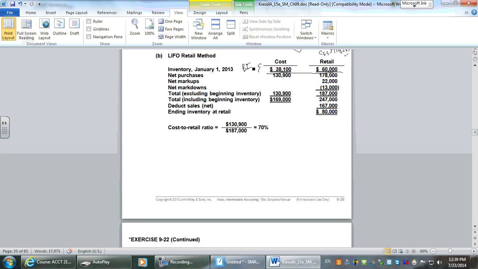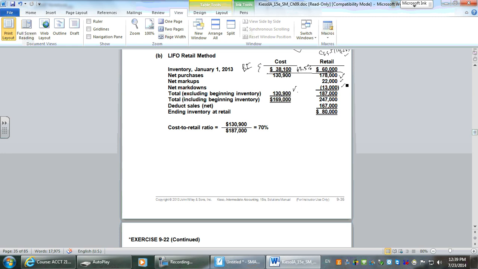What's my percentage on the beginning? What's 38.1 divided by 60? 63.5% maybe. Okay, and then I'm going to do one on my purchases, right? So here's my net purchases, okay? And here's my at cost. Here's my net purchases at sales price, but I also had markups and markdowns. See how I said we're doing average here?